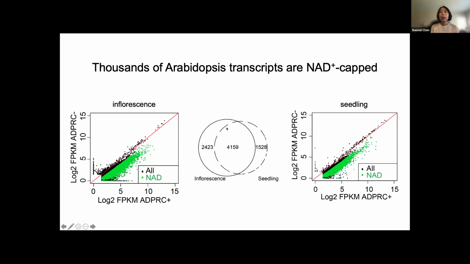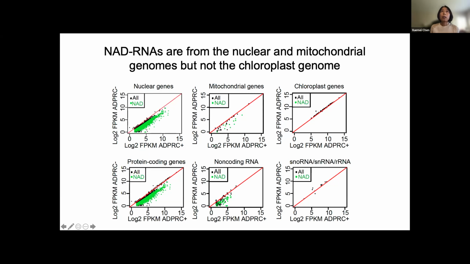You can see that we identified thousands of these RNAs, and there was a good overlap between the two types of tissues used. So where are these RNAs from? Which genomes are they made from? As you know, plants have three genomes: the nuclear, mitochondrial, and chloroplast genomes. We found that these NAD RNAs are mainly from the nuclear genome. Some are also from the mitochondrial genome, but intriguingly, none was from the chloroplast genome.